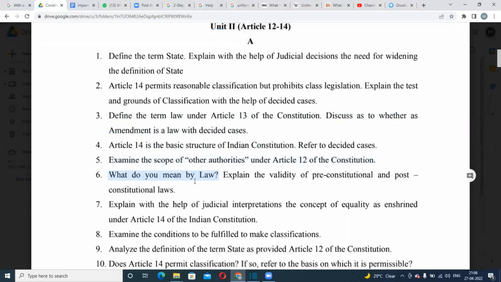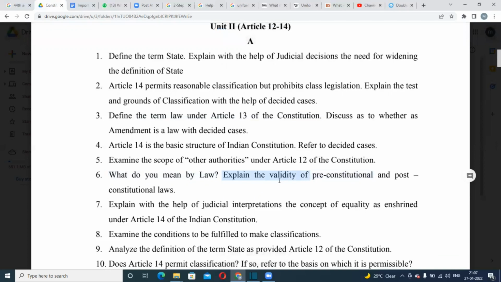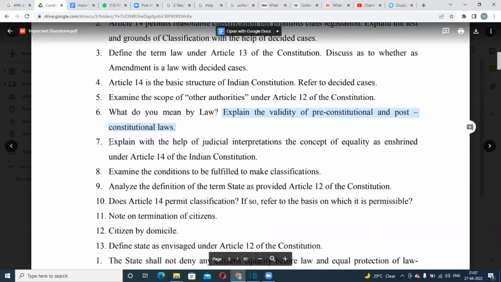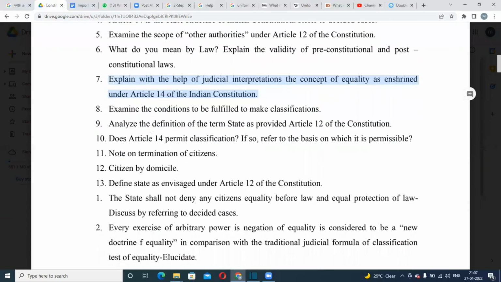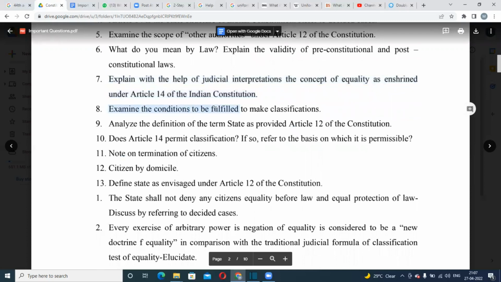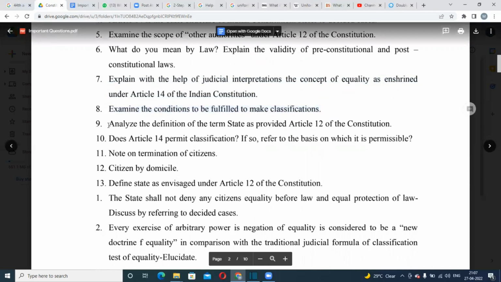What do you mean by law? This is a bit similar to first part of this question. Define the term law under Article 14. Explain the validity of pre-constitutional and post-constitutional laws. Explain with the help of judicial interpretations the concept of equality as enshrined under Article 14 of Constitution of India. Examine the conditions to be fulfilled to make classifications.